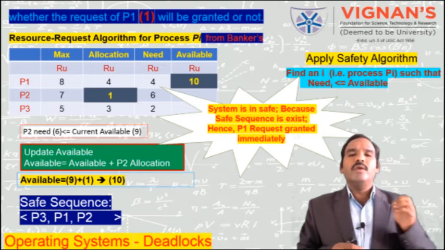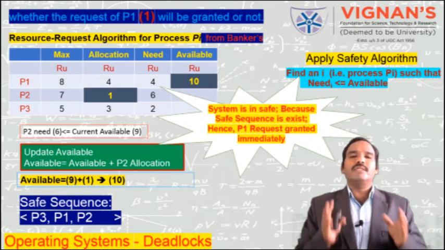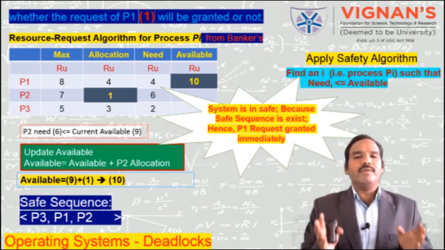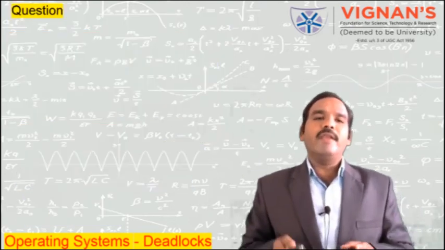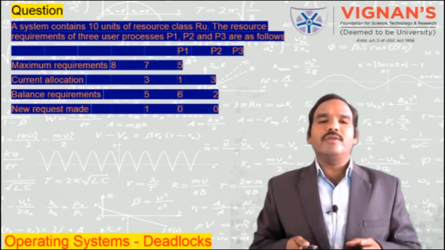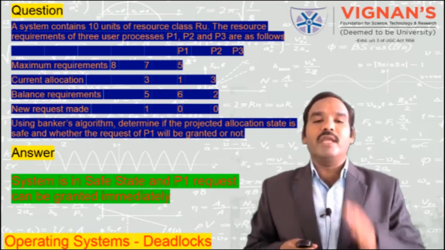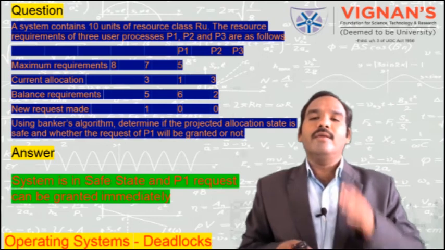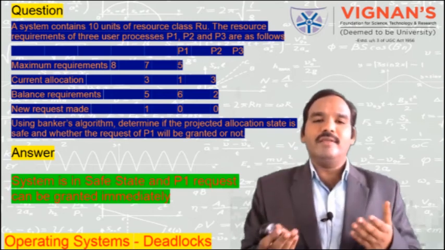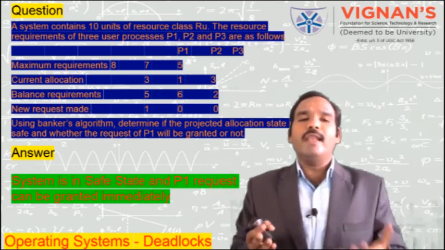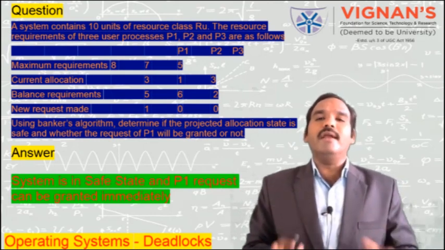The first problem is whether the system is safe or not, and the second question is whether the P1 request can be granted or not. The P1 request can be granted immediately because we have identified a safe sequence. Then finally, you can write the answer for the question. What is the answer? The system is in a safe state and the P1 request can be granted immediately with the above proof. Whatever proof we have given, you have to write that proof in the exam, and with that proof, the final answer is: the system is in a safe state and the P1 request can be granted immediately.